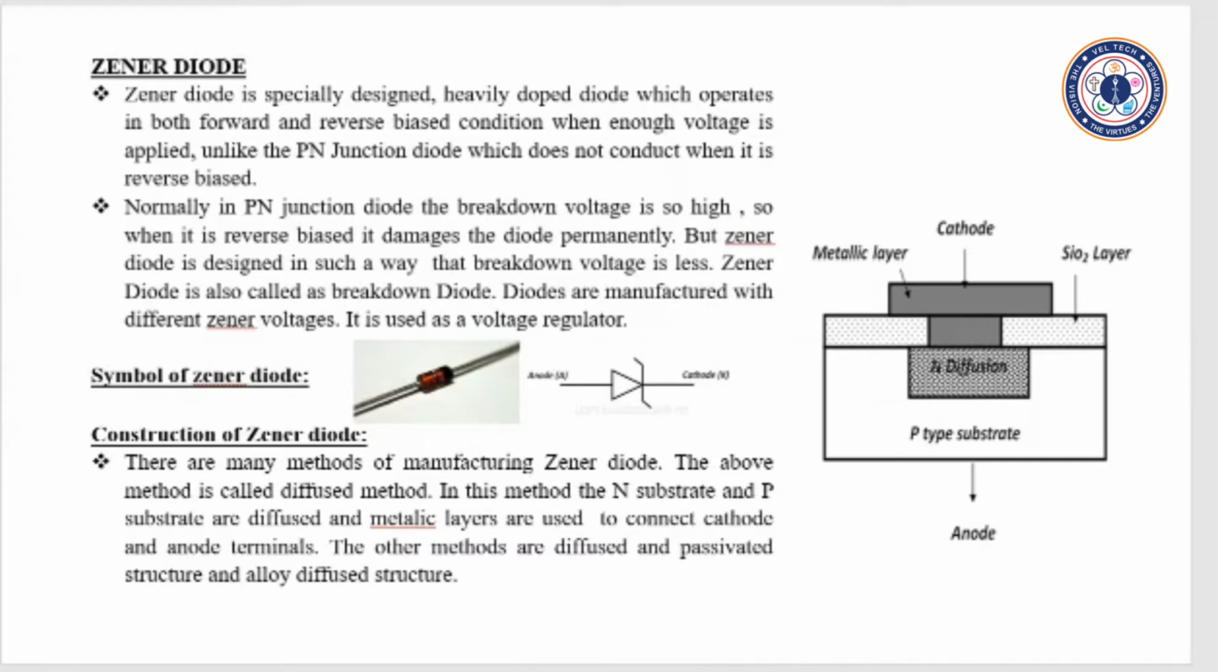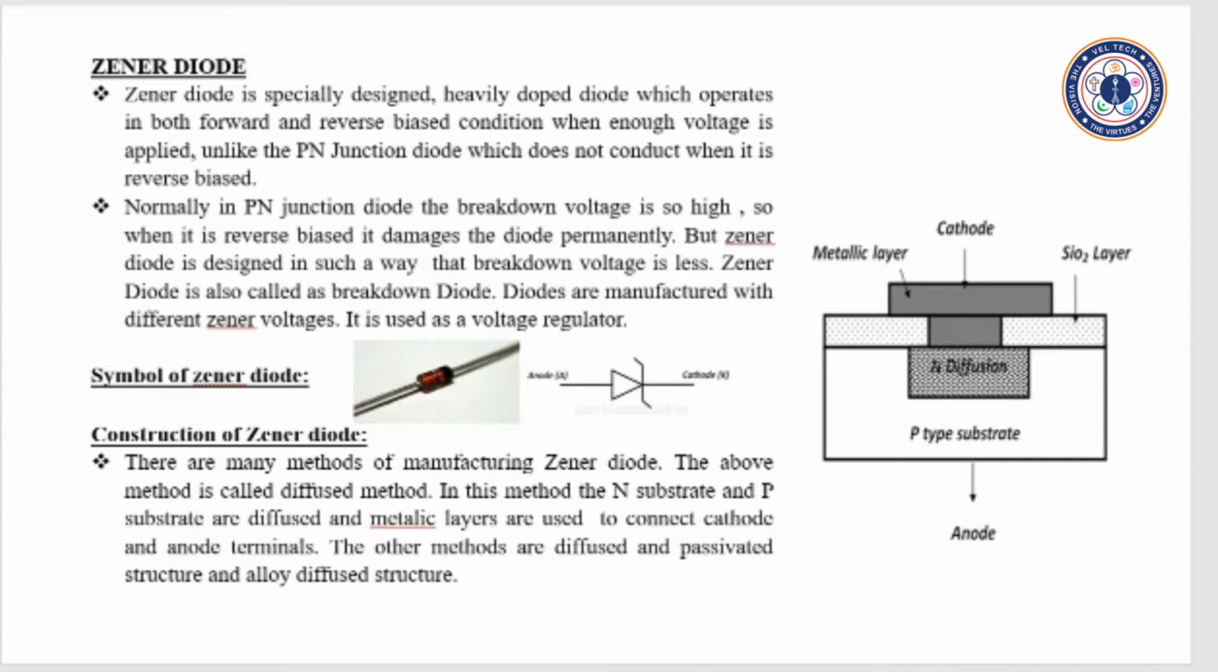We design the Zener diode in such a way that the breakdown voltage will be very low, so this Zener diode is called a breakdown diode. The Zener diode is manufactured with different Zener voltages. It acts as a voltage regulator.